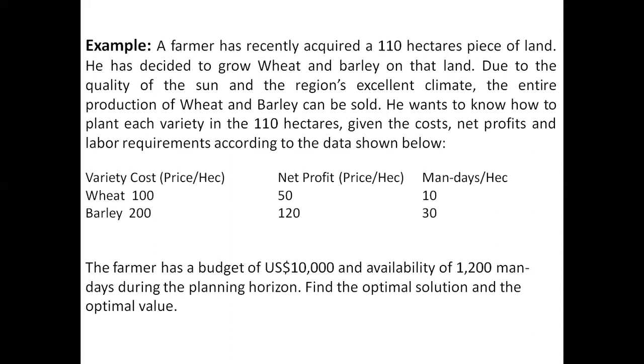First, the variety in the tabular column. Let us see the details. First, the variety cost, the price per hectare. For wheat, that is 100, and the net profit per hectare is 50. Man days per hectare, so working days per hectare, is 10 days.